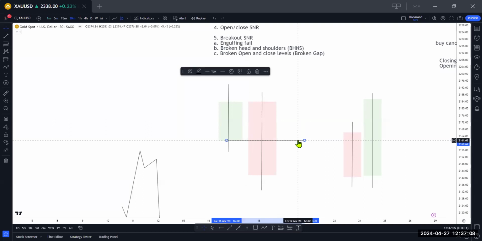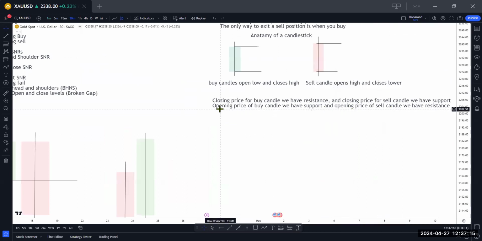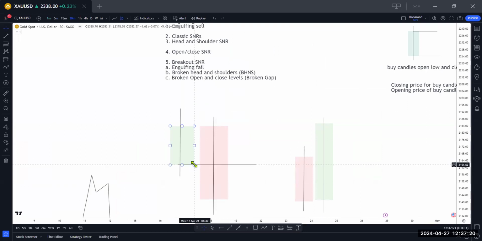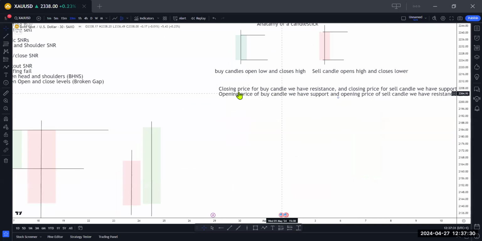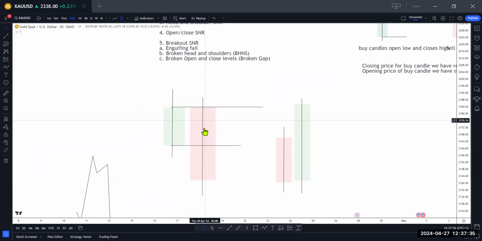Remember what we said about the open of a buy candle. The opening price of a buy candle is what? Support, right? So this is the opening price of this buy candle, so we have a support level right here. Okay. So we have the closing price of the buy candle, and the closing price of a buy candle is resistance. So on this SNR level, we have two good support and resistance levels if we consider this buy candle.